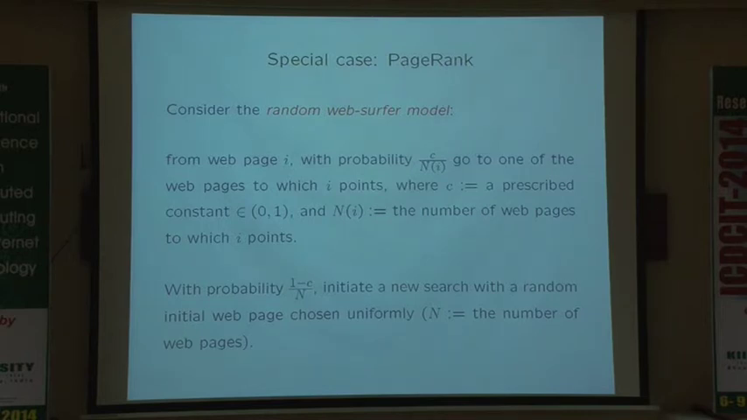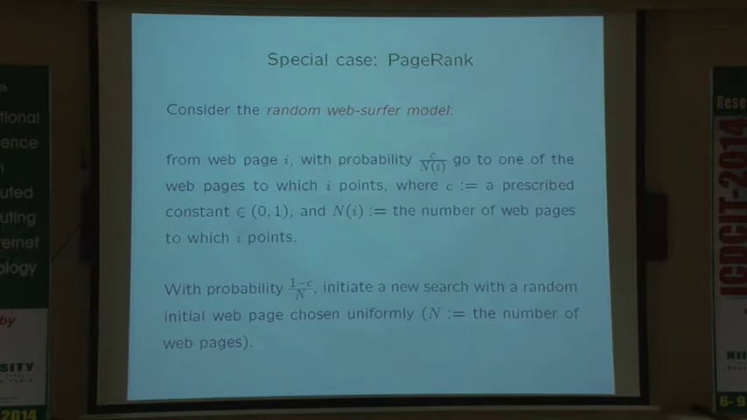PageRank is based on this random web surfer model. This is of course the vanilla version. I'm sure Google has a lot more tweaks which we don't know about. But the idea is that from some web page i, you look at other pages to which this web page points, and this constant c is the Google constant, something like 0.85. So the probability is c by N_i, since page i points to N_i other pages.